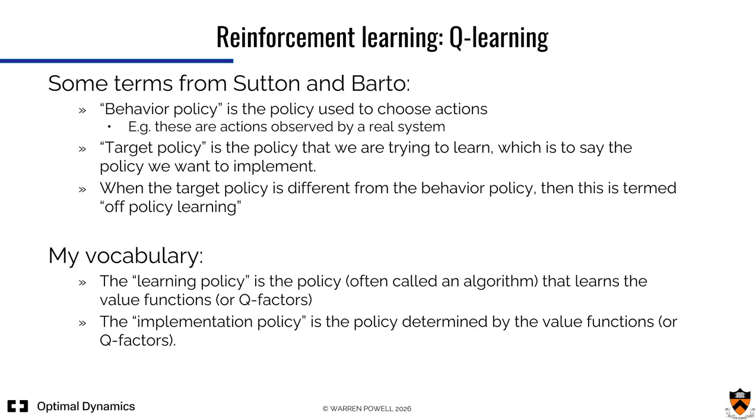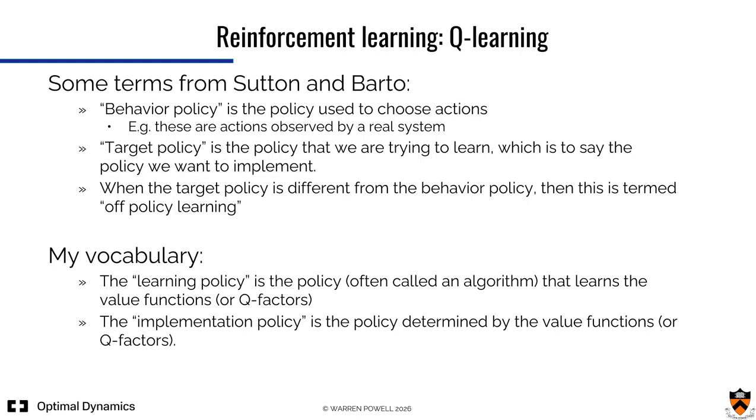Now, a challenge arises: imagine we're peeking into the future using the behavior policy. When you mix the behavior policy while trying to learn a target policy, bad things start to happen. I tried and failed to adopt the Sutton and Barto language. I like to use the word learning policy, and this is the policy that you use while learning, okay? We often call it an algorithm.